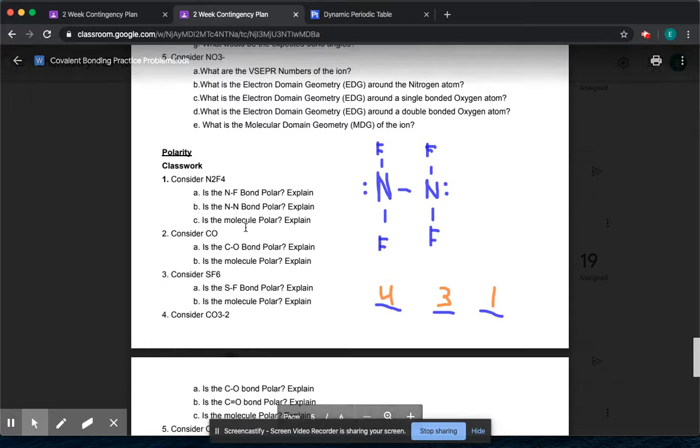Is the molecule polar? Yes, it is. So this is yes, this is no, and this is yes. And the explanation is just the shape and the non-cancellation of the poles. So that would be N2F4.